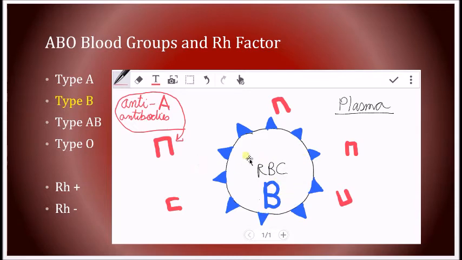As you can see here, the B type protein, the blue one, means they cannot have B antibodies in their plasma, so they have anti-A antibodies. In this case, you can see that the red ones don't fit in, so there would not be an autoimmune reaction, and the body would not be attacking itself.